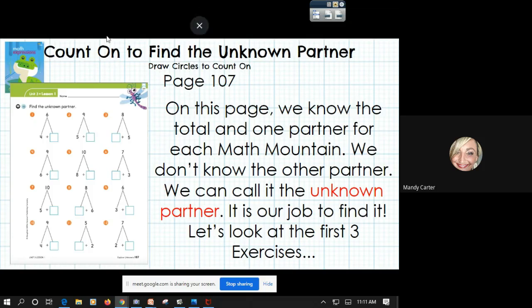So take a few minutes and work through these math mountains. And in each one, it has an unknown partner that's missing. Gives you the total. So we'll get back together in a few minutes and see how you did on this.